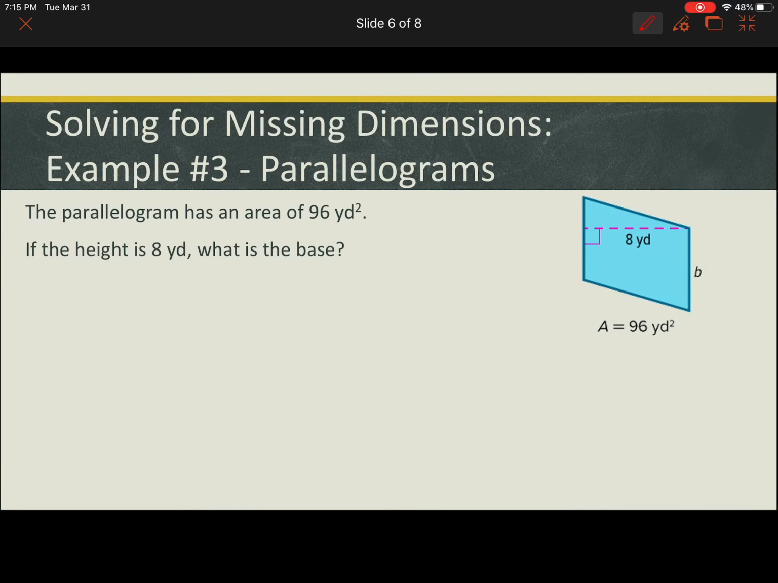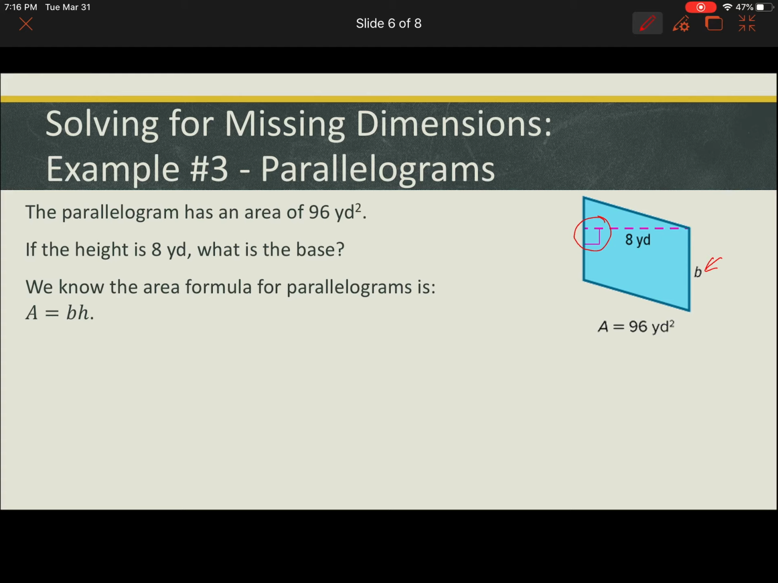Now we have a slightly different parallelogram. Just need to make sure you're paying attention to which dimensions you're given. So we see we have an area of 96 yards squared. In this case, we're given the height. Again, we need to look for the right angle symbol. The height is perpendicular to the base. And we see that we're missing the base here. So if the height is 8 yards, what is the base?